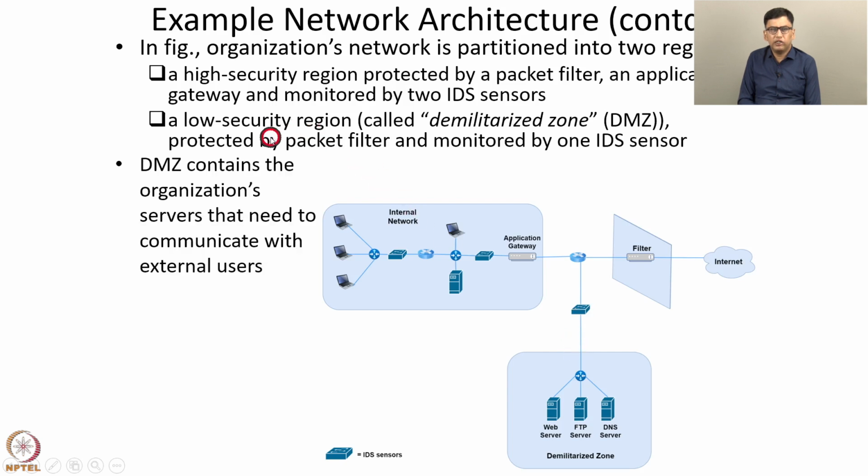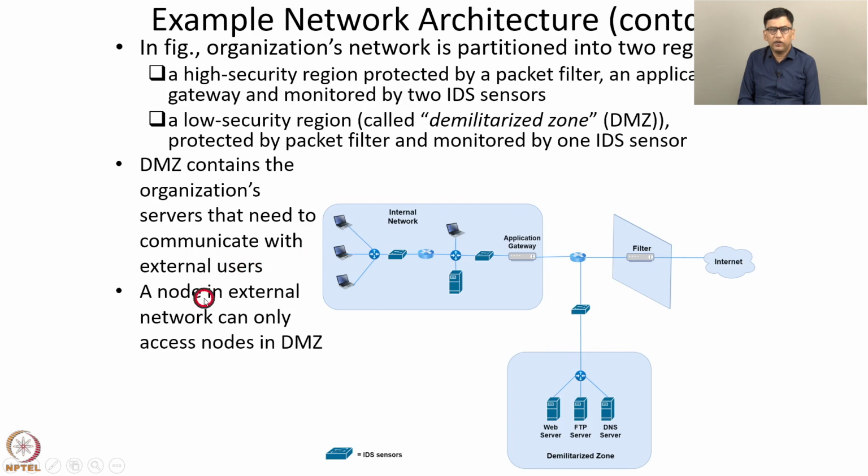The DMZ contains the organization's servers that need to communicate with external users. This web server may, for example, host the company's website, and external users can connect to this web server and access the company's web page. Similarly, this FTP server might host the files that belong to this company, which are non-confidential and which are publicly accessible. And external users may connect to this FTP server and access those files. So this demilitarized zone has servers which provide data that can be accessed by external users.